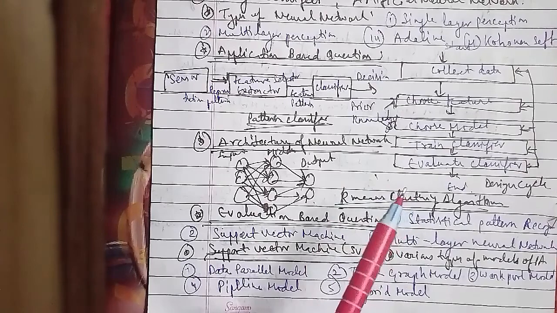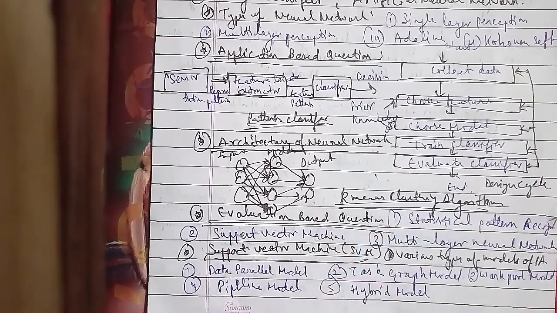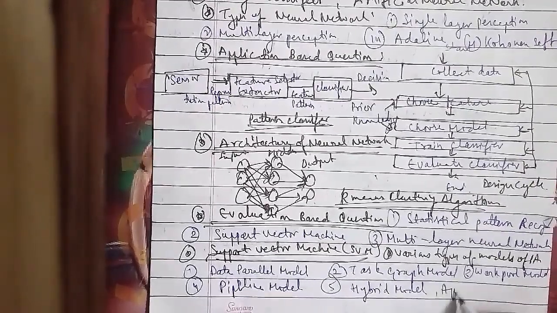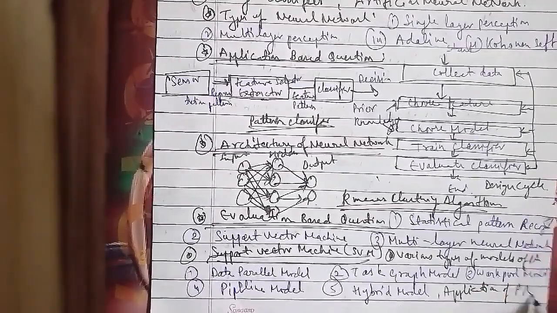The types of neural networks have been asked in 17-18 for 2 marks. There are 5 types of neural network. The first is the feed-forward neural network, then single-layer perceptron, multi-layer perceptron, Adaline, and Kohonen self-organizing network as well.